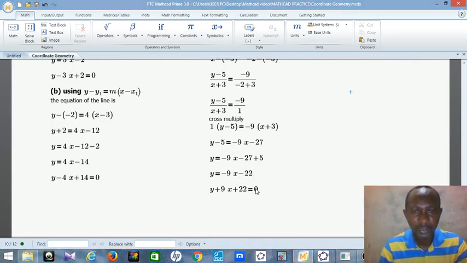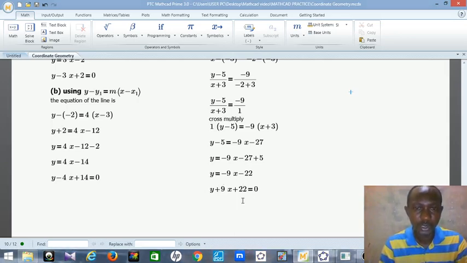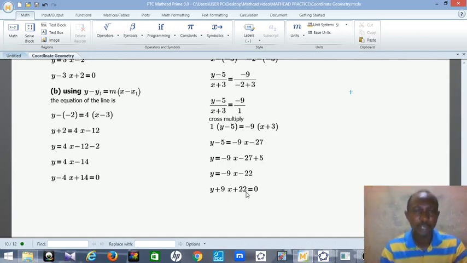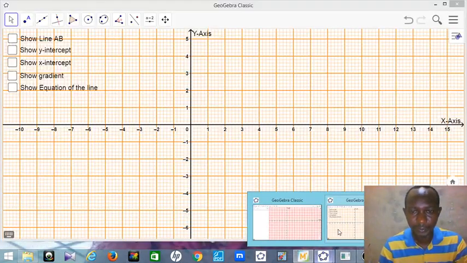I can plot it fast for you to see it in case you want to confirm the result we got here. Any of the equations you use, you will get the same answer. But this gradient and y-intercept form is very, very important because it gives you the gradient and the intercept. Let me just plot it fast for you to see.